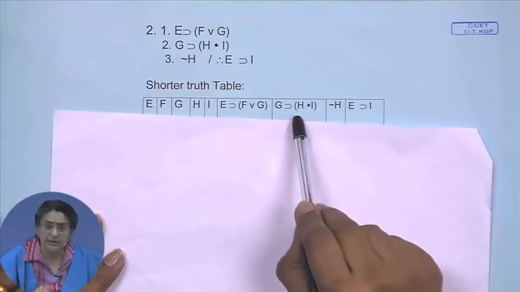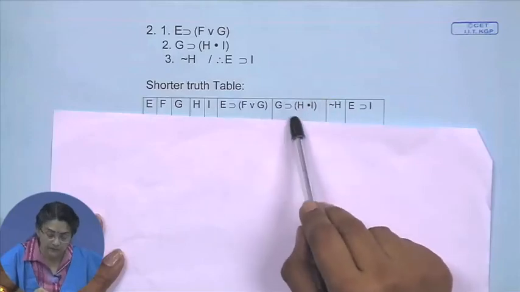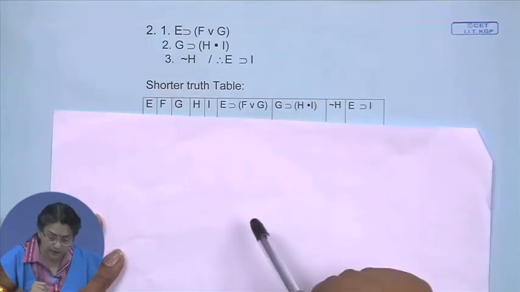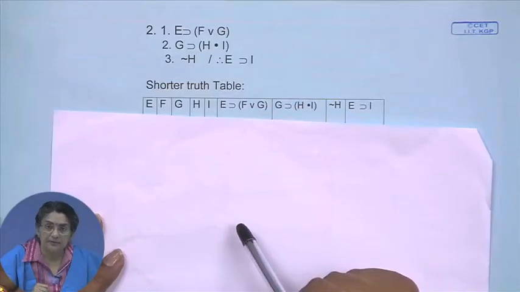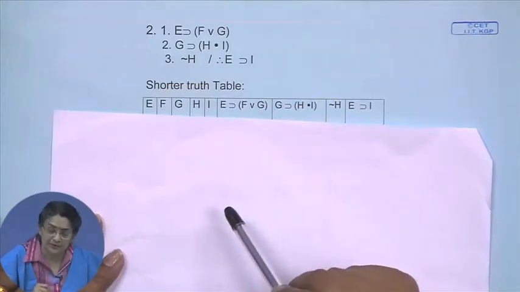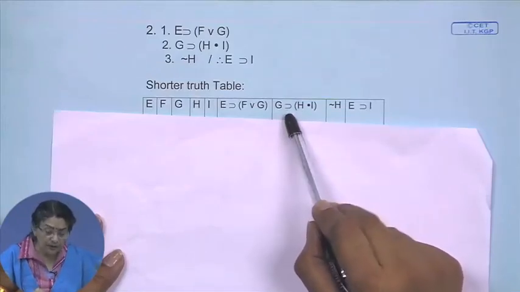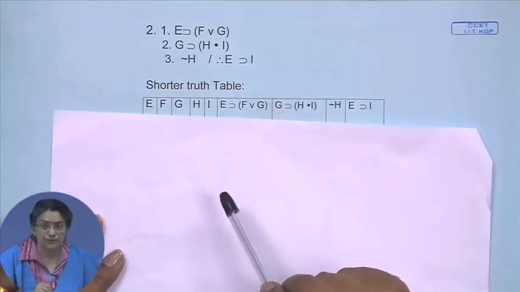You know that H has to be false. So, this truth value of H dot I is going to be false no matter what, right. So, G has to be false, otherwise this horseshoe will become false. You do not want that, you want this premise to be true.